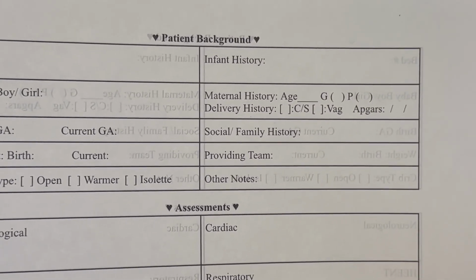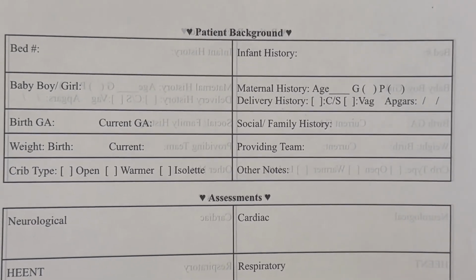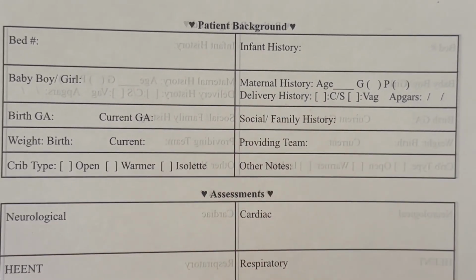So then I have my social and family history. I left a little line because you know how it can get really, really detailed, but all of that can probably be found in the chart. I just feel like this paper, you can put the main items in there. So there goes social family history.